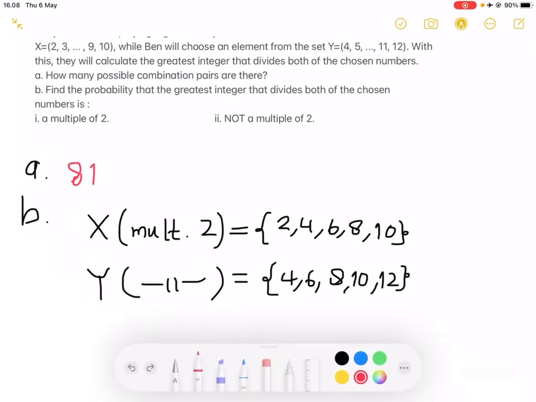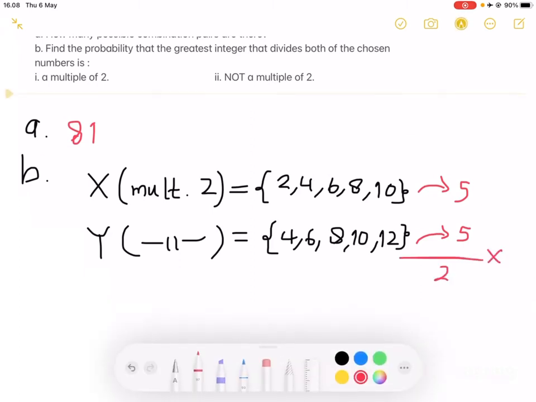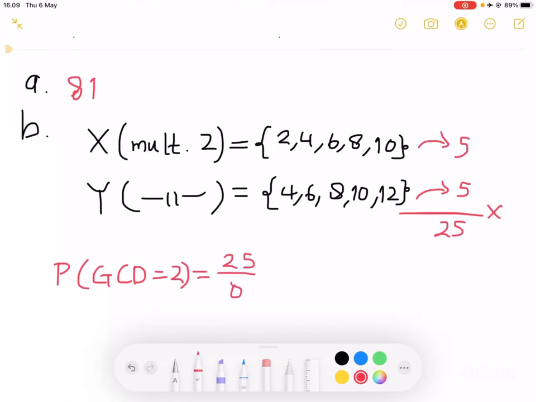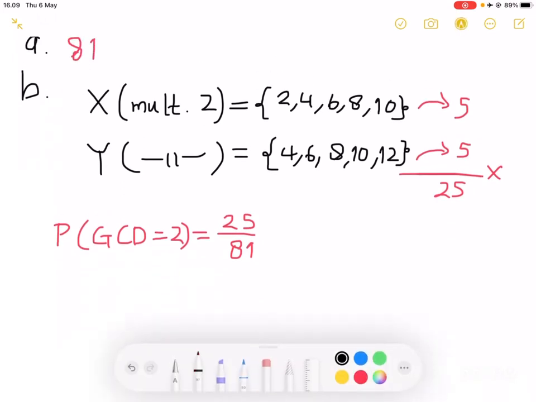Next, we can find how many ways such that we can actually find the GCD to be equal to a multiple of 2. Notice there are 5 ways to select a multiple of 2 from X, and there are 5 ways to choose a multiple of 2 from Y. So therefore, the number of ways such that the GCD is equal to 2 is 25. Therefore, our probability that our GCD is equal to 2 will be 25 over 81. And that's just part 1.